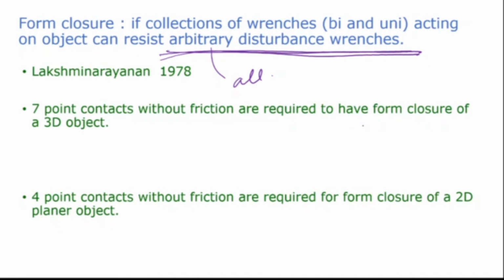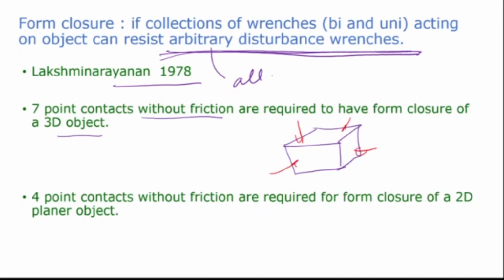And form closure was invented by Lakshmi Narayan in India itself, in 1978. And he proved that 7-point contacts without friction are required for form closure of a 3D object. So if I have a 3D object like this, a cube, I will require 7-point contacts. One here, one here, one here, one here, one that side. So there are 6 faces, right? So there are 6, plus you'll need 1, because some of the forces are all unidirectional. So 6 plus 1 equals 7.